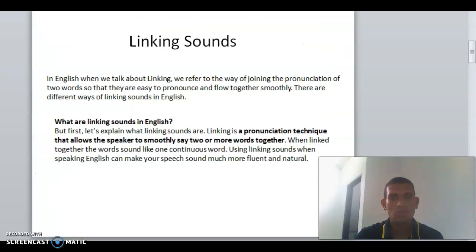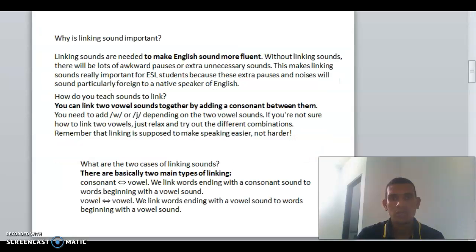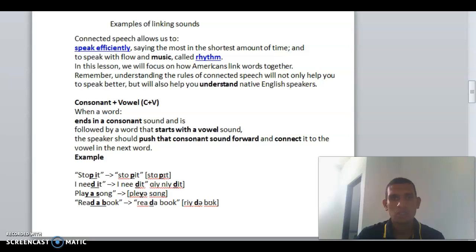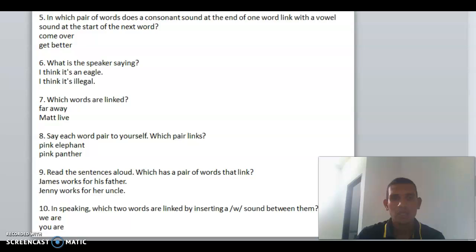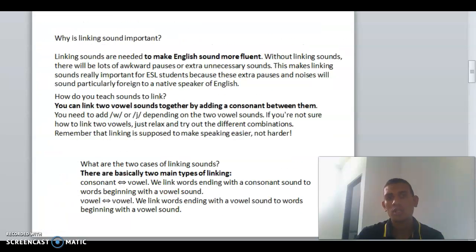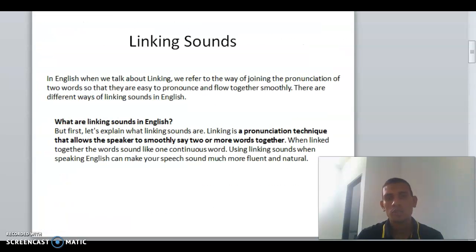It was a pleasure for me to show this activity. It was very important to talk about linking sound, because it's very important when we are learning English to put this topic into practice to speak more fluently.